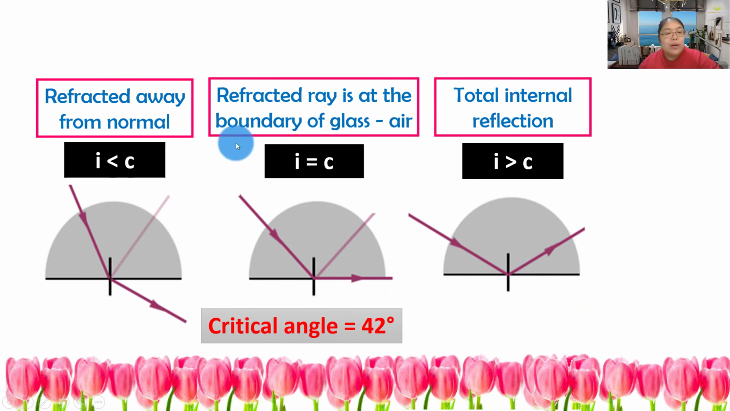Okay, so this is what we learned today. The first one is refracted away from the normal. This one is normal refraction, when the angle is less than c. When the angle is exactly c, you find it refracted exactly 90 degrees at the boundary. The last one is total internal refraction. When the angle is more than the critical angle, all the light will go back in.